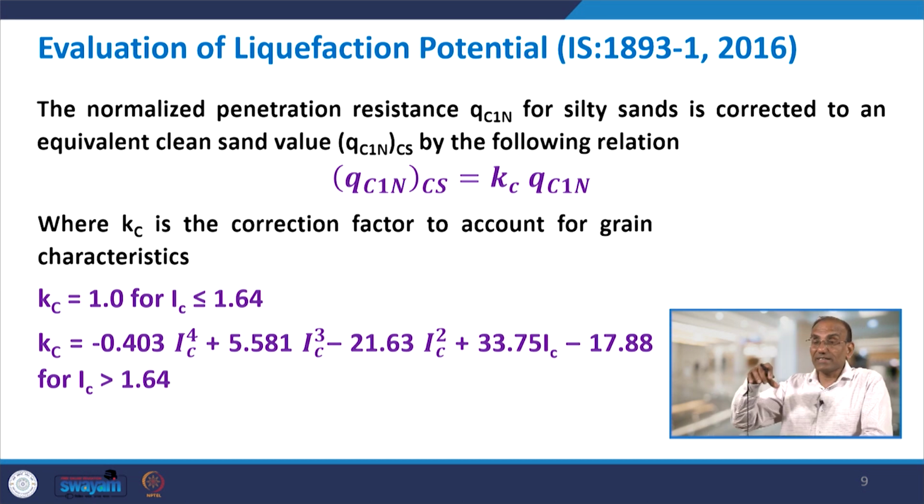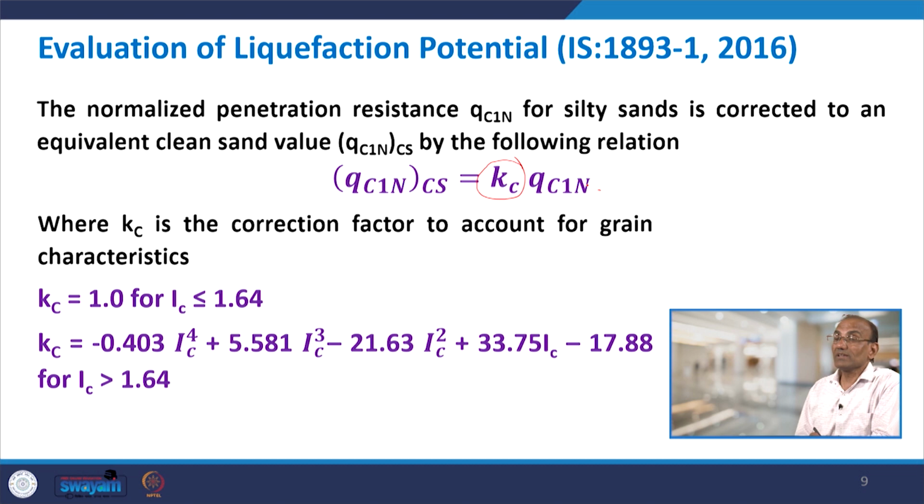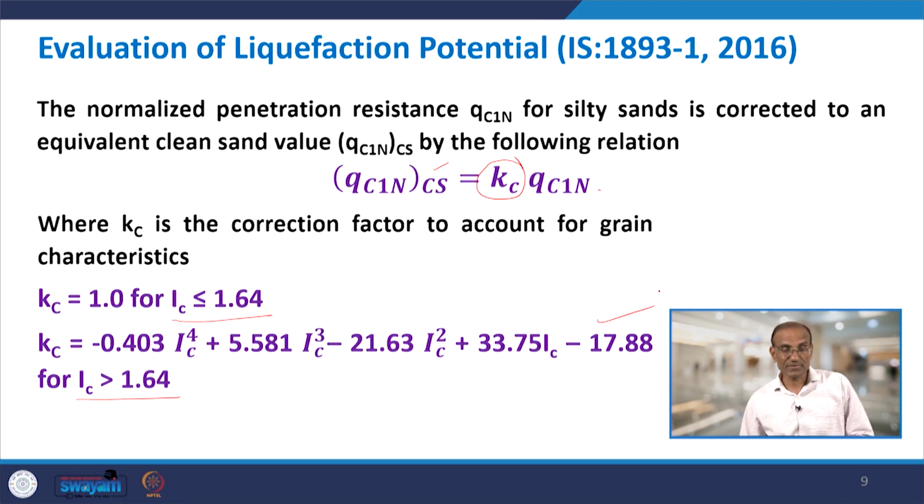Suppose in sand you have the fine content, like in SPT where we have applied a correction. Similarly, in the CPT data also, a correction factor Kc is multiplied by the value which you obtained in the last equation, and this will give you the equivalent value for clean sand. Now what is Kc? Naturally Kc depends on your fine content. Kc will be 1 if IC is less than or equal to 1.64. If your IC is greater than 1.64, then you need to use this long equation to calculate the value of Kc. Now in this equation IC is coming.